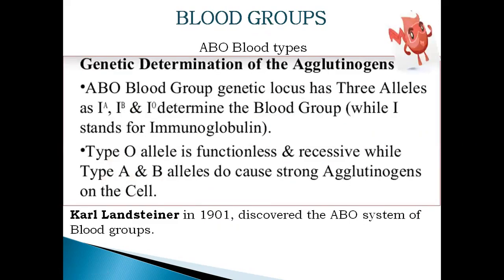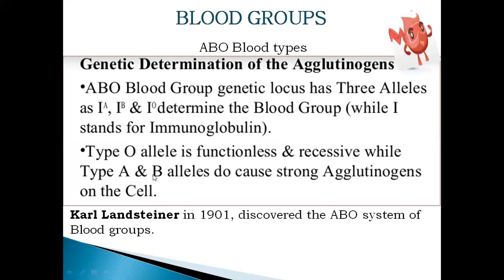The blood groups. There are A, B, O blood types, the blood group system discovered by Karl Landsteiner in 1901, which is universally followed. This ABO blood group is a description of a genetic locus that has three alleles, that is IA, IB, and IO, which determine the blood group, where I stands for immunoglobulin.